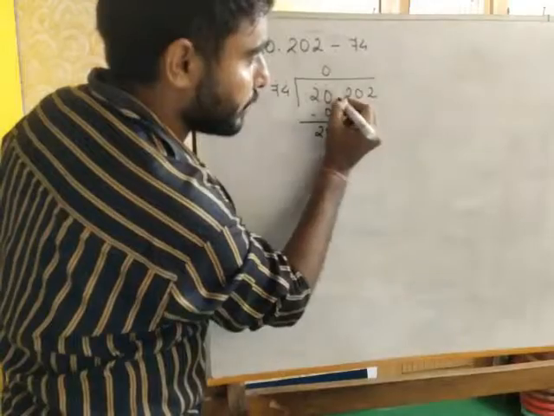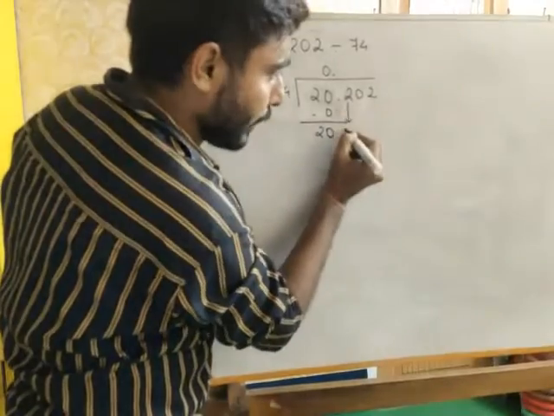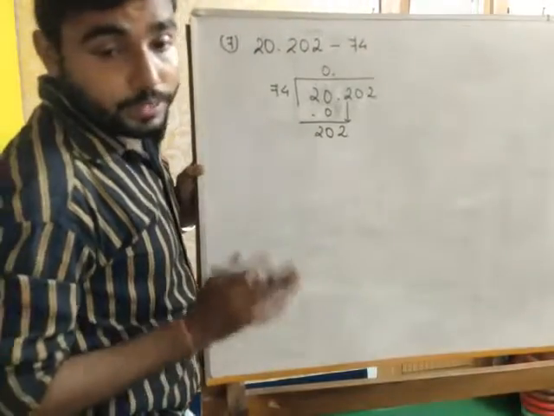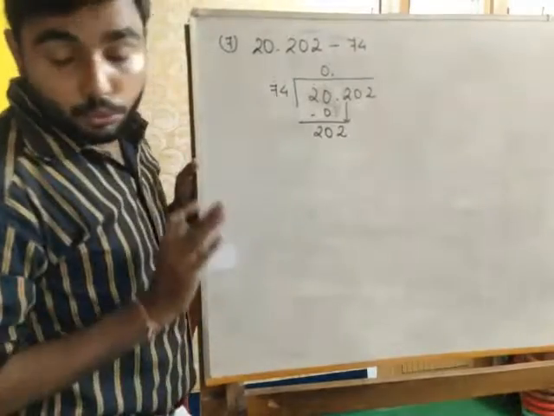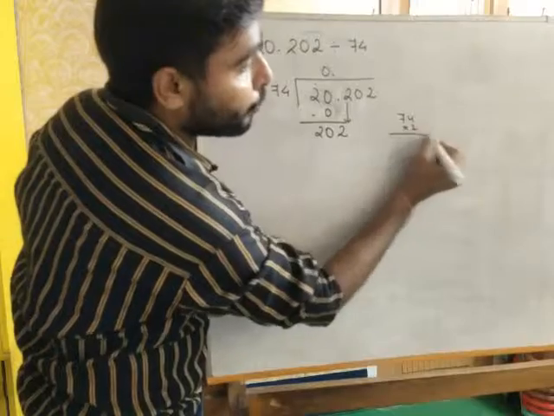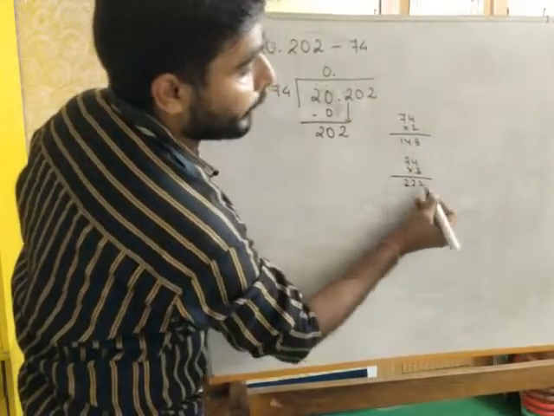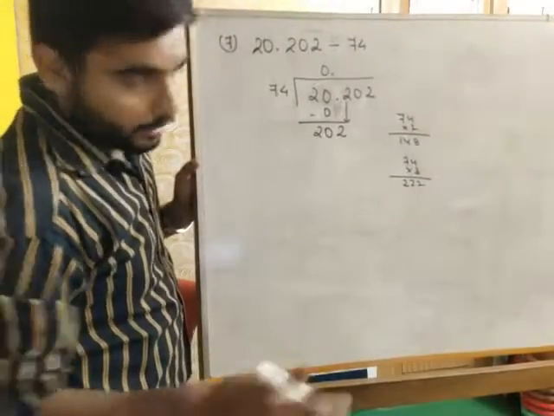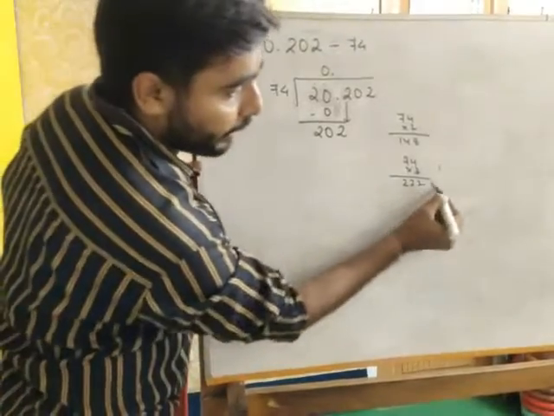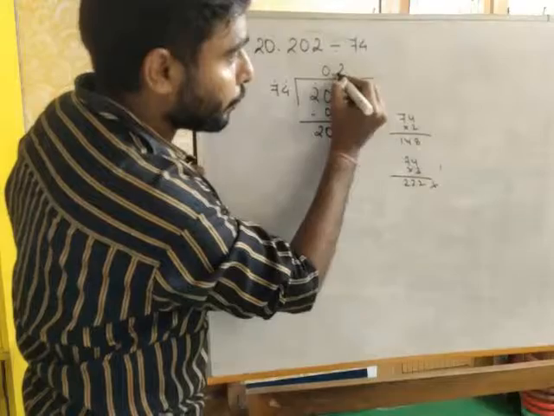You can see there is a decimal sign, so we have to write the decimal sign first in the quotient. Then 2 comes down. Now we have to see whether 202 appears in the table of 74. So 74 into 2 gives 148, 74 into 3 gives 222. Is it clear? 7 into 4 is 28, carry 2, 7 into 3 is 21 and 1 is 22. So I cannot take 222 because it is greater. So I have to move with 2 times.